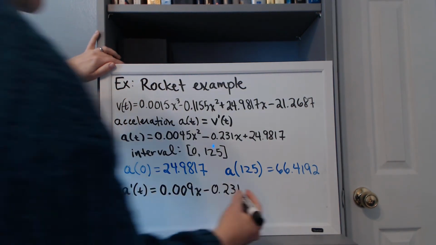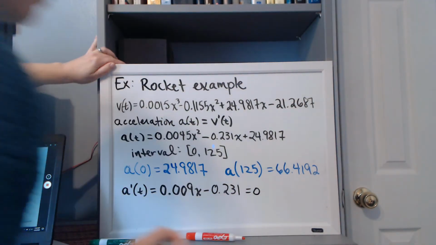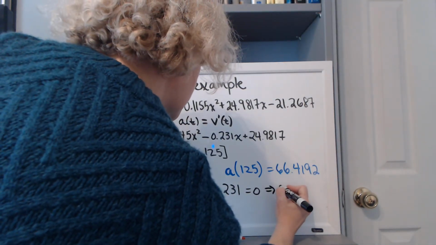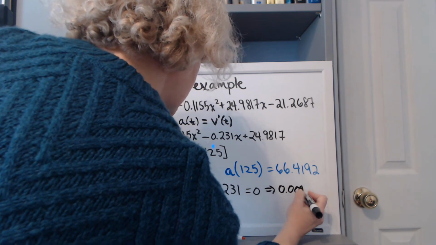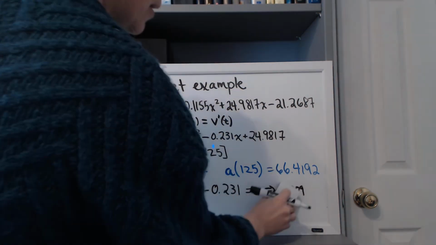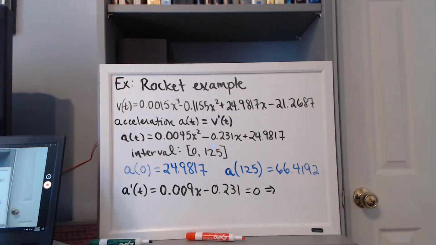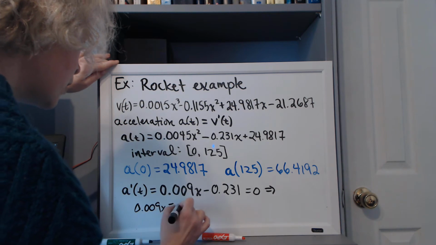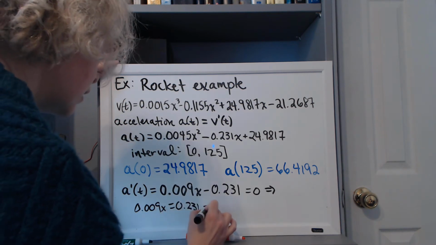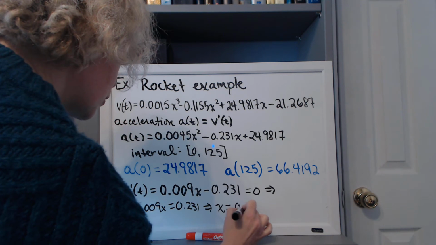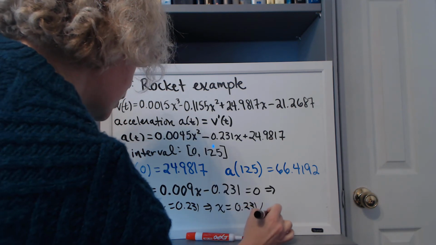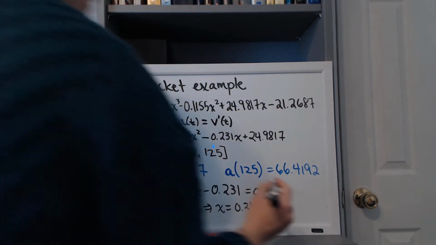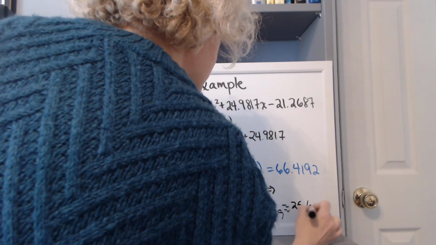So to find our critical numbers, which is the next thing we need, we set this equal to 0 and solve for x. So we get 0.009 x is equal to 0.231. So x is equal to 0.231 over 0.009, and that is approximately 25.667.